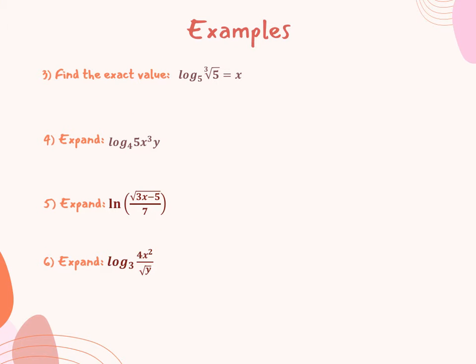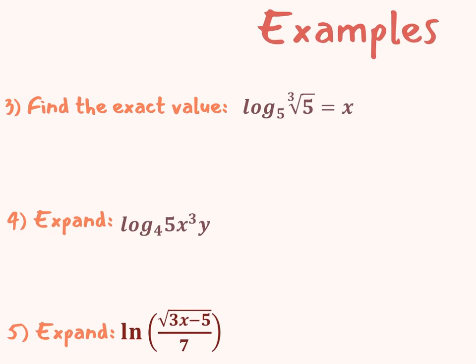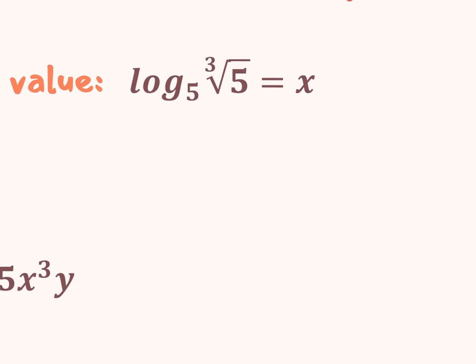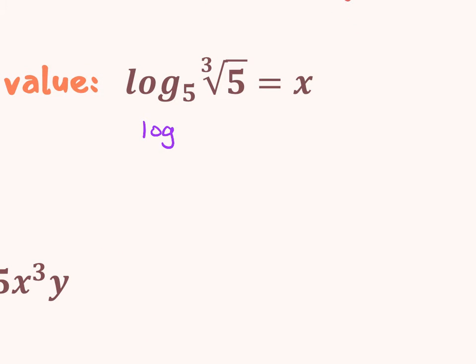All right. So the first one just says find the exact value of log base 5 of the cube root of 5 equals x. So what can I do here? Okay, so log base 5 of 5 to the 1/3 equals x. So now think about this in 2 ways, because there's a lot of different ways to do logs. What's one way to simplify this?